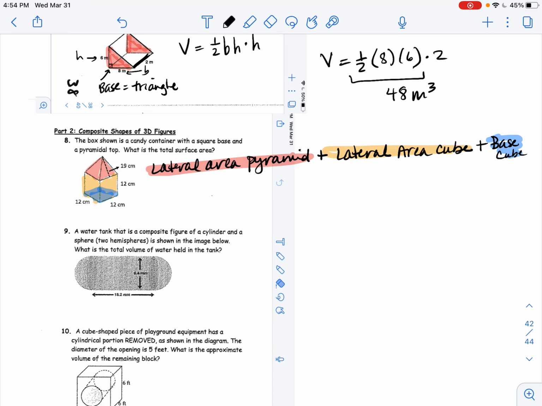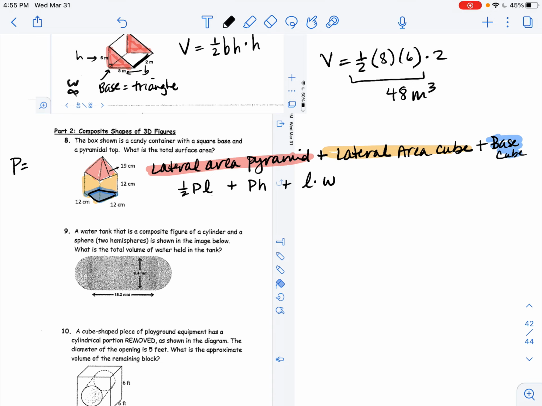All right, so we need to find the areas of each of these. Okay, and so here's our formula. It's going to be 1/2 the perimeter times the slant height plus the perimeter times the height of the cube plus the area of the base, which is just length times width. All right, so we're going to go ahead and figure out all of these.